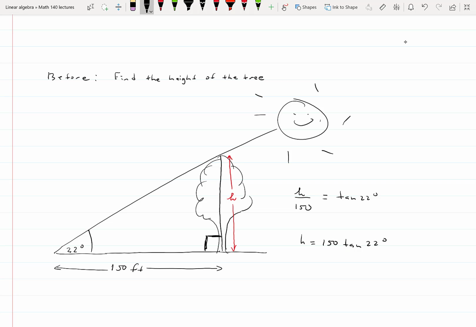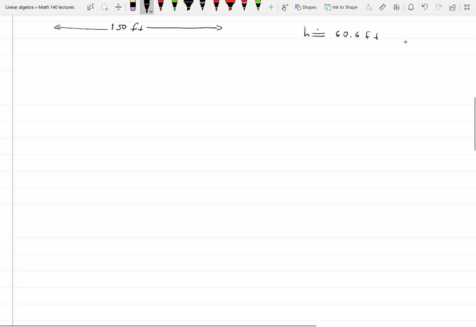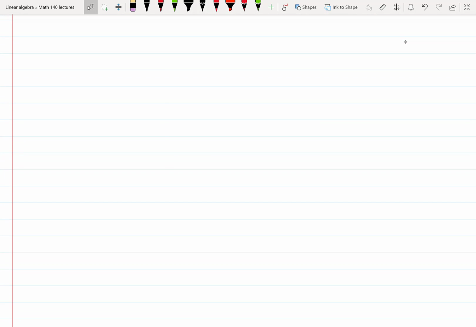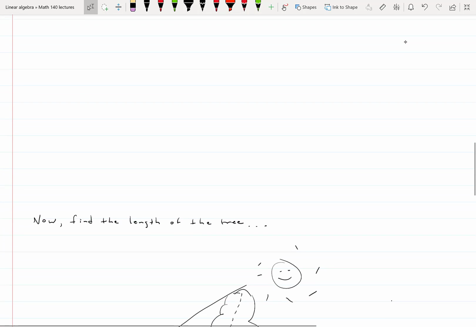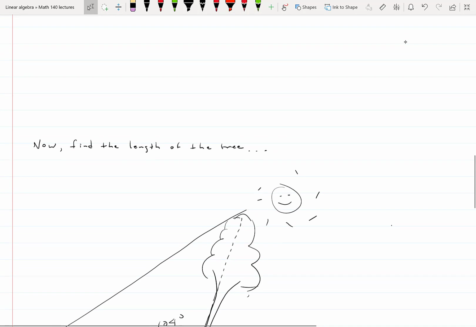Then we put this into our calculator and find that h is approximately 60.6, rounding to one decimal place, 60.6 feet. Okay, without any problem. This was one of the easier types of problems we did in section 4.1. Well, we want to change the problem up a little bit. In this section and the next section, we want to consider more realistic kinds of situations.